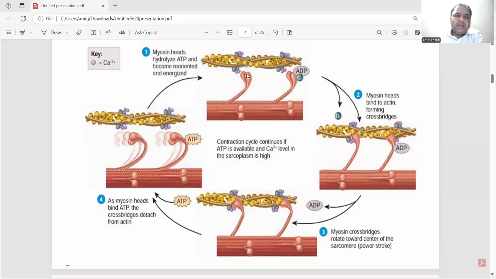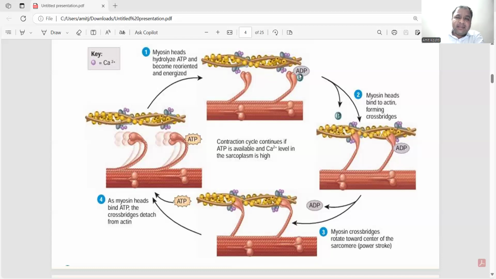Again, I'm repeating, myosin has an ATP binding site, it has ATPase activity, and it also has an actin binding site. Now, when the calcium influx is there, what happens at the myosin level? ATP gets attached to the myosin molecule, and it gets hydrolyzed into ADP and P. This is called the myosin head hydrolyzing ATP and becoming reoriented and energized.